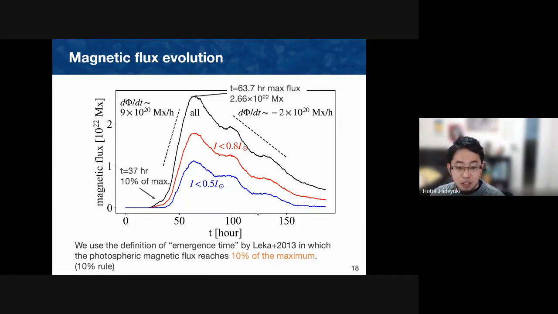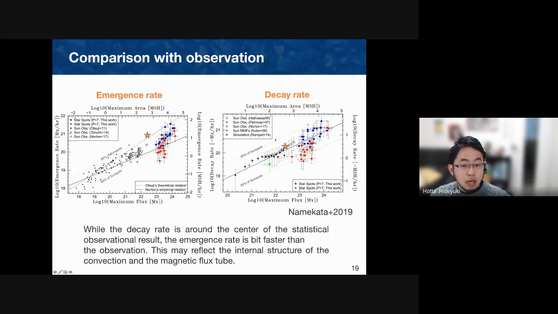Okay, so I just roughly evaluate the emergence rate and the decay rate. I will compare this value with the observations in this slide. This shows the emergence rate and the decay rate in several observations. Recently Namekata-san compiled several observation results, including stellar flux emergence rate. This is a sunspot, and this is a sunspot. The horizontal axis is the maximum magnetic flux, and the vertical axis is the emergence rate. And this is the decay rate, again against the maximum magnetic flux.